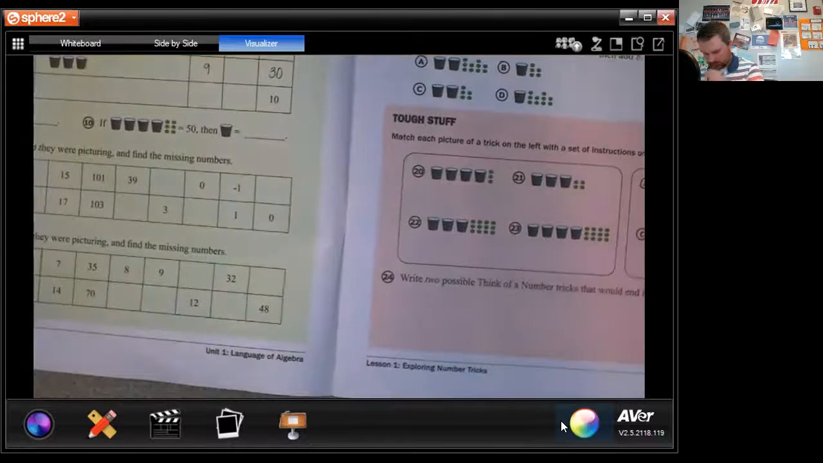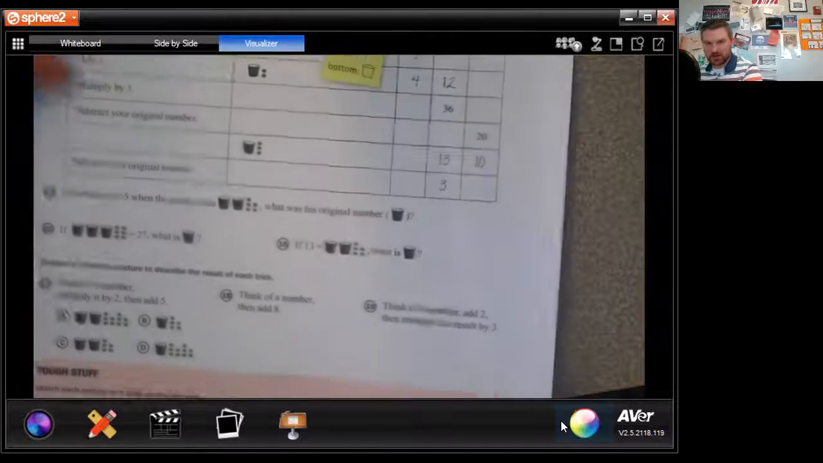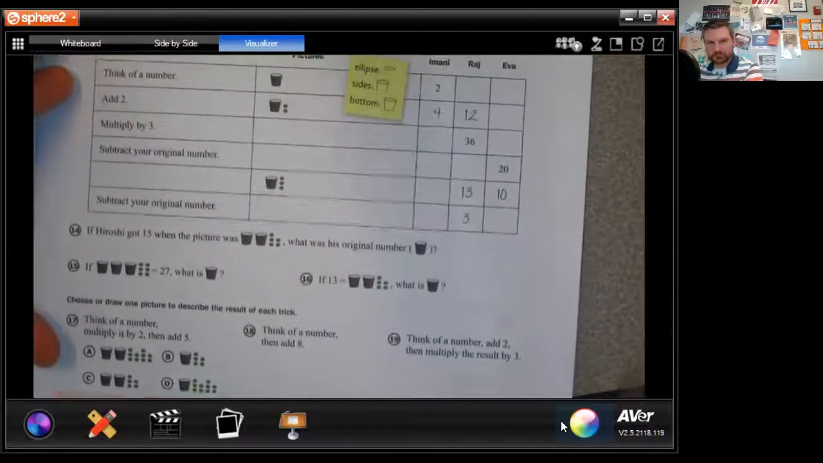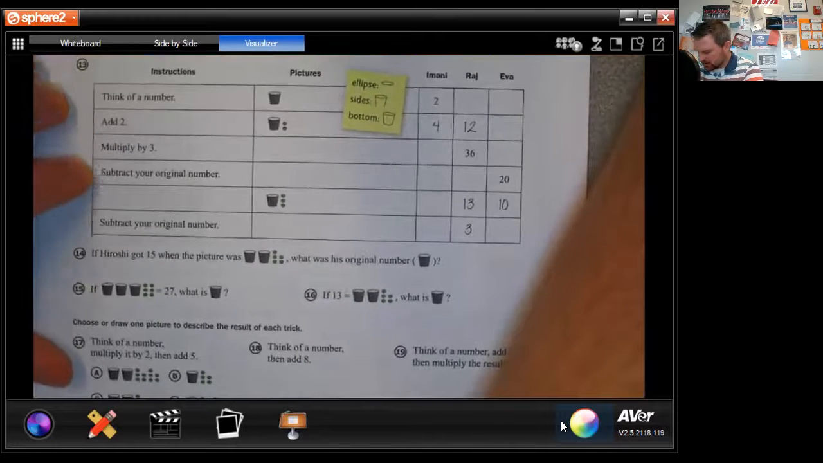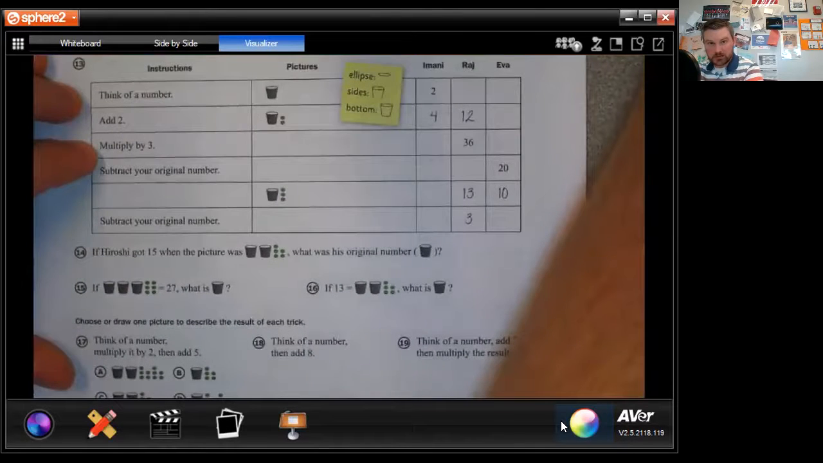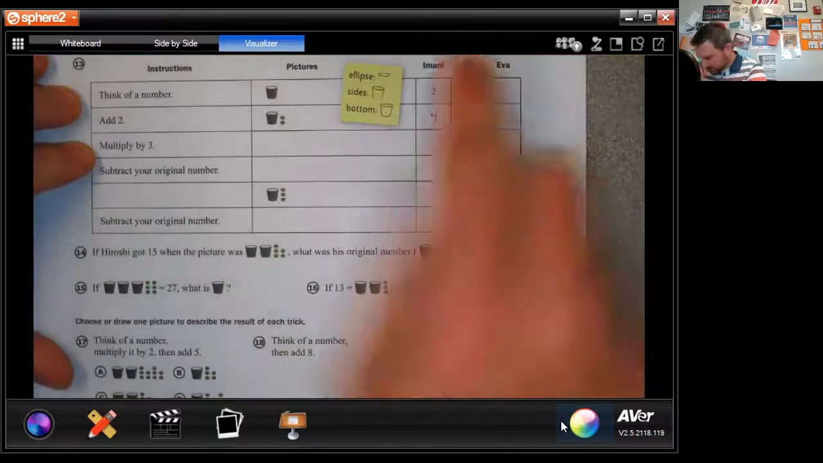Okay, let's just talk about some of the things that make you think here. So this one's making you think a little bit more. You see they've got a step out here, missing pictures and missing here. So let's work through this one.